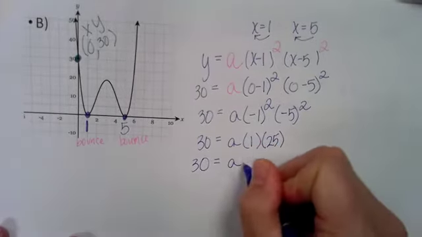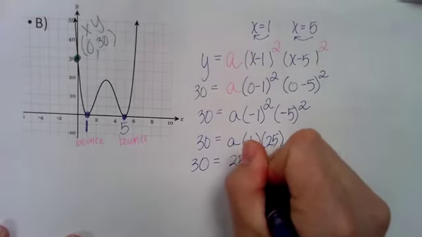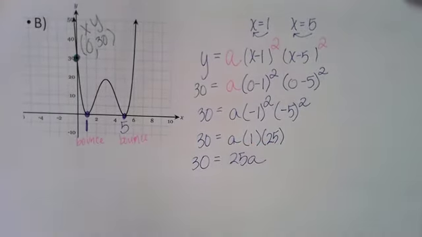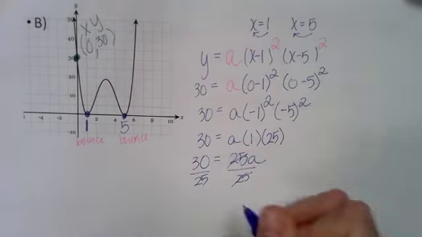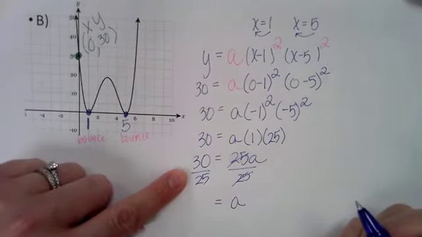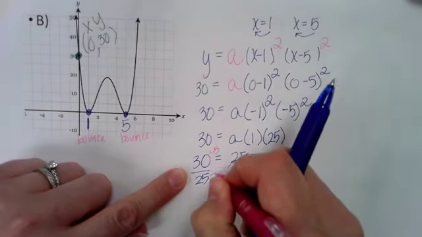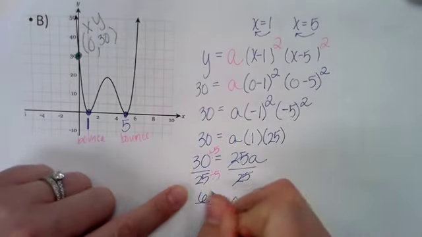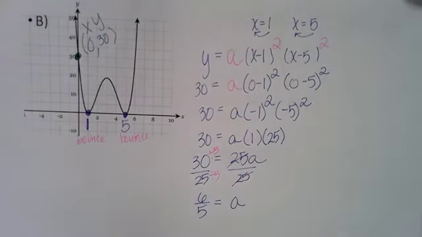So we have 30 equals A, 1 times 25 is 25. So we have 25A. And how do I get A by itself? Divide by 25. I have A equals, I can divide top and bottom by 5. So that's going to be 30 divided by 5 is 6. 25 divided by 5 is 5. So I have a fraction 6/5.